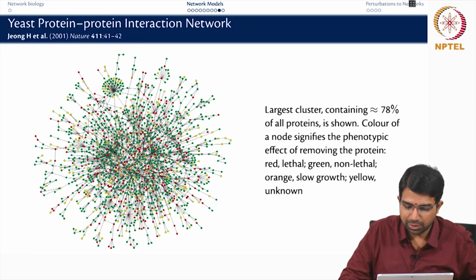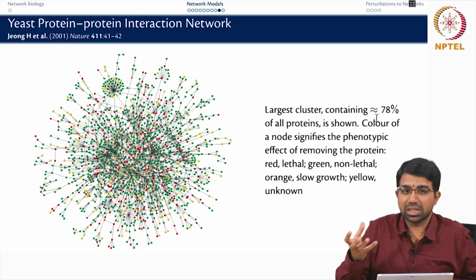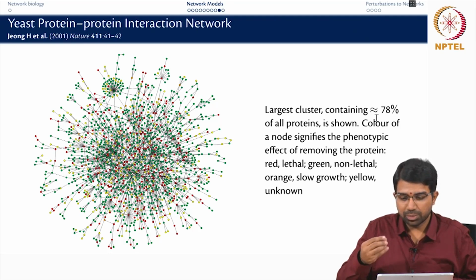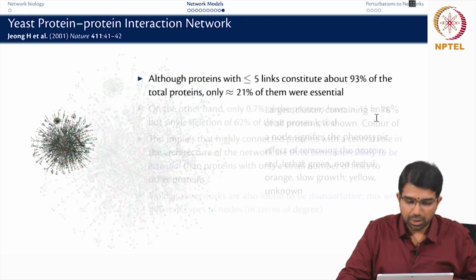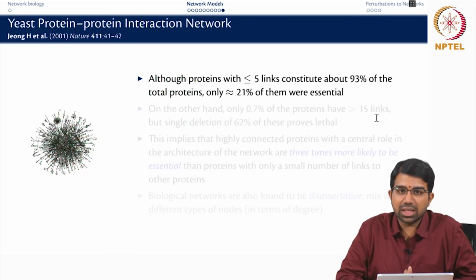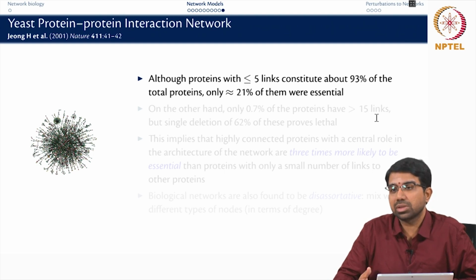So, in fact this network actually contains 78% of all proteins in yeast. So, this is the giant strong component I was talking to you about earlier. Practically all the nodes, 80% of the nodes fall into a single connected component, and although proteins with less than 5 links constitute about 93% of the proteins, only 20% of them were actually essential.